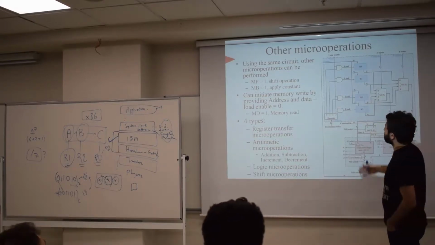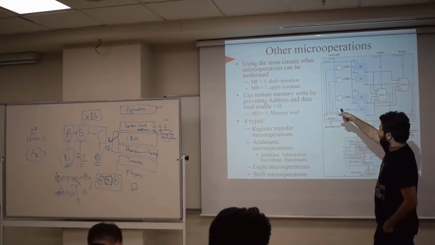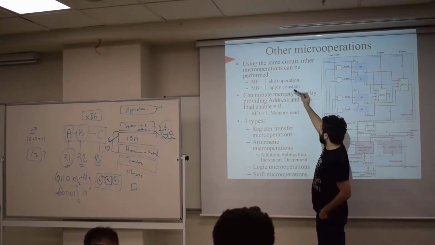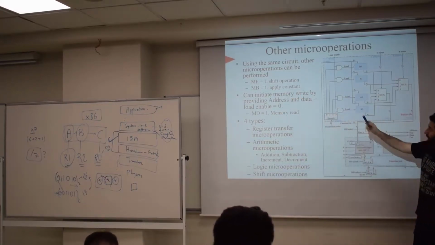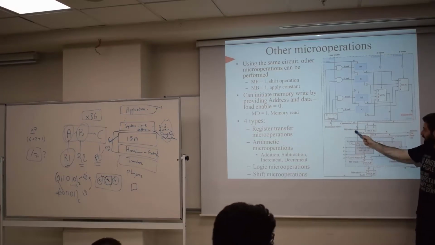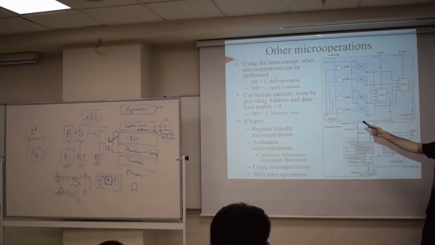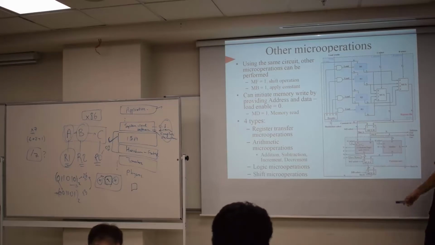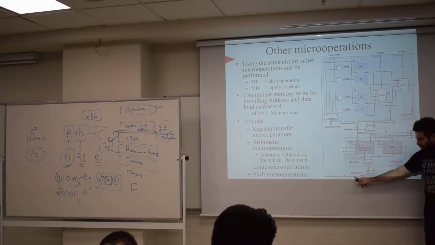For instance, using the same circuit, other macro operations can be performed. MF equals 1 is shift operation. MB equals 1, apply a constant. If you want to apply a constant, then MB must be 1. You can initiate memory write by providing address and data load enable. You see that data is written here, right? Data is on this bus.